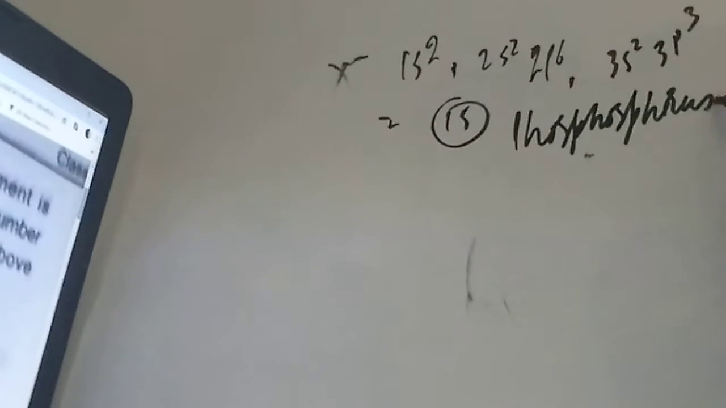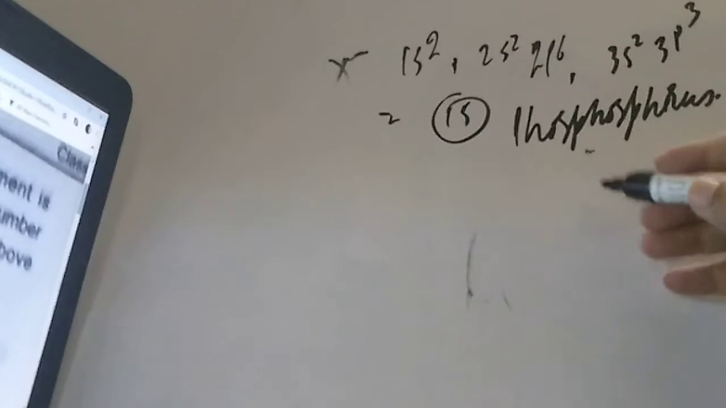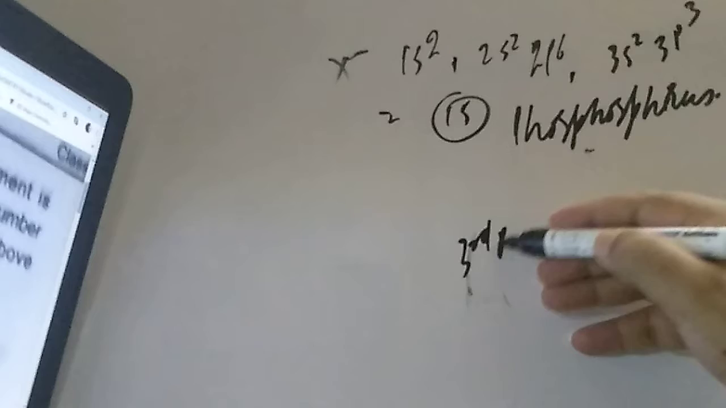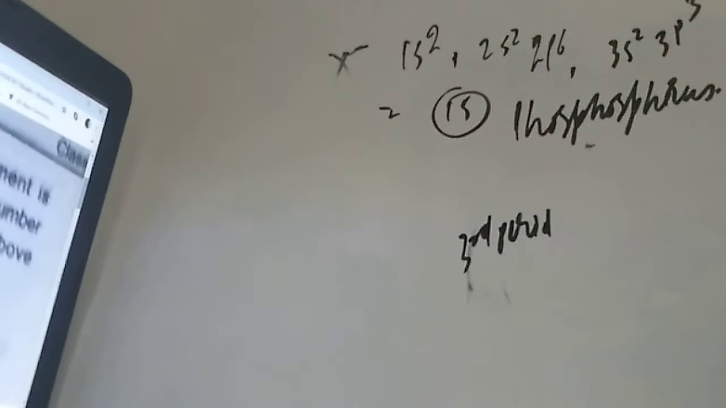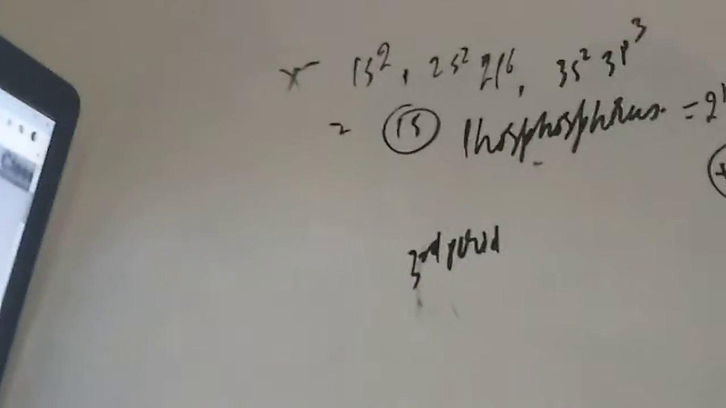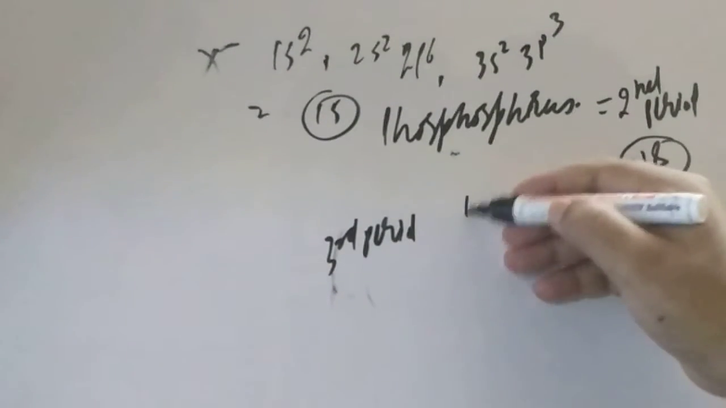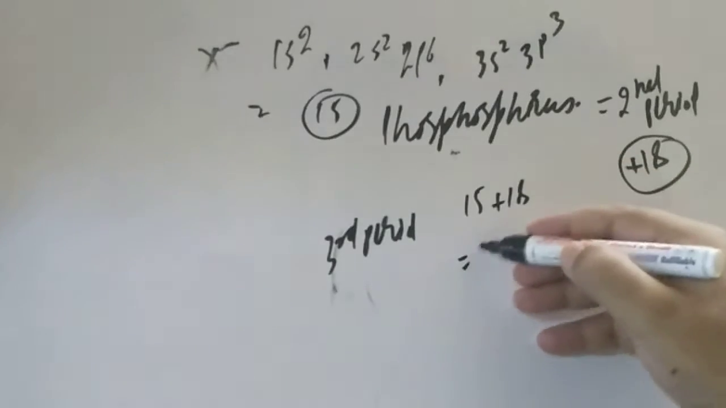Now they again read out the question: what is the atomic number of the element just below the above element in the periodic table? This phosphorus belongs to the third period, students. When you go to the next period, you add plus 18, because the d-block elements start. So 15 plus 18 is 33.